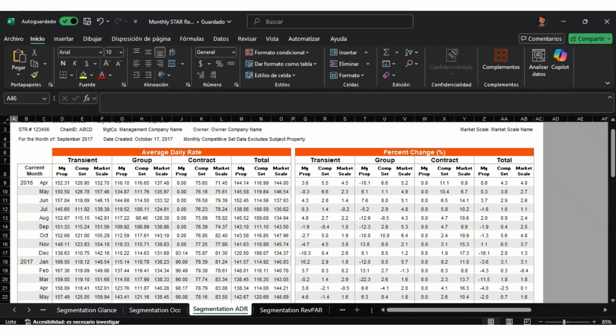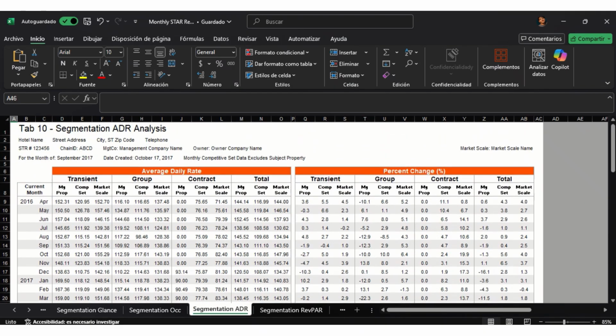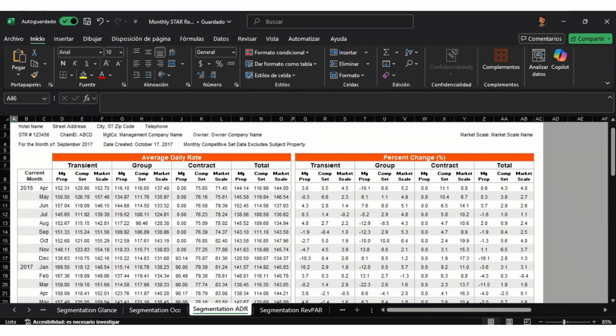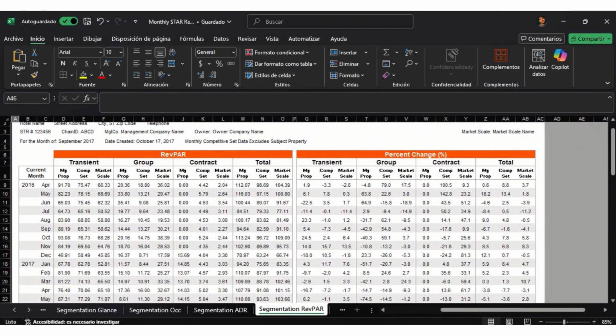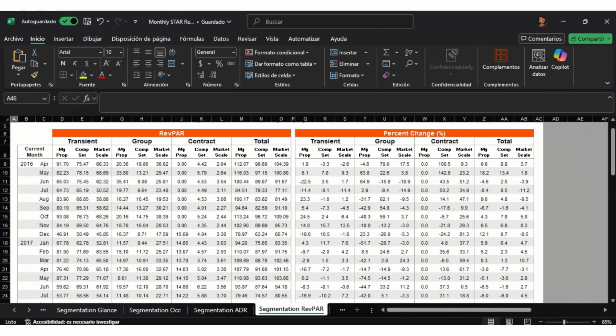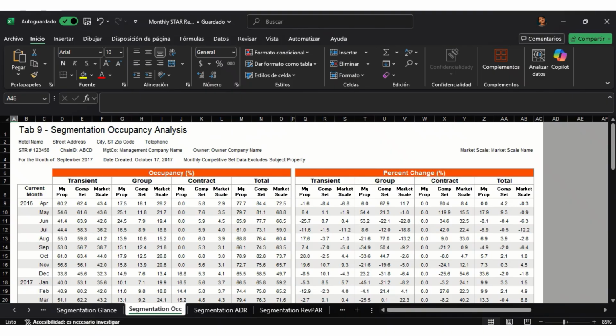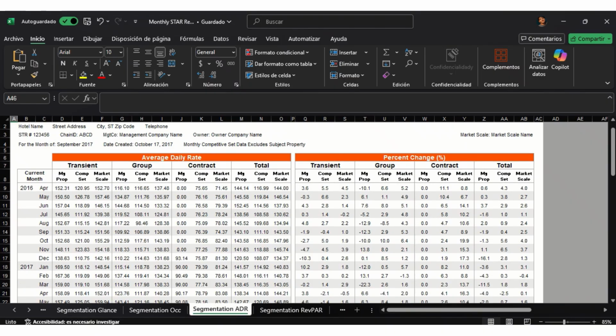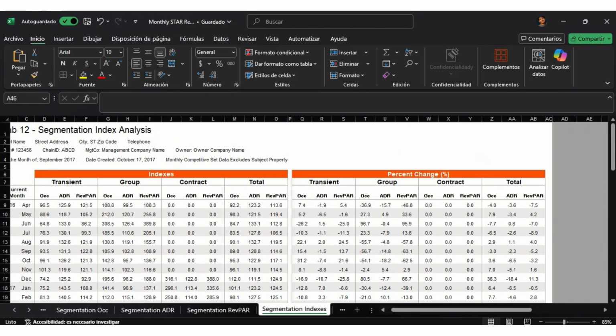Here in segmentation ADR, it helps analyze rate strategies and pricing differences between any of these. In segmentation RevPAR, we can see the revenue per available room by segment. It combines both rate and occupancy effects to show the total revenue efficiency for each business type. So this one is for a specific thing, but I think the three are very important.